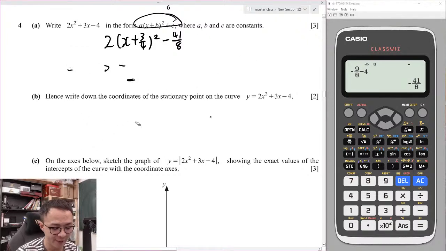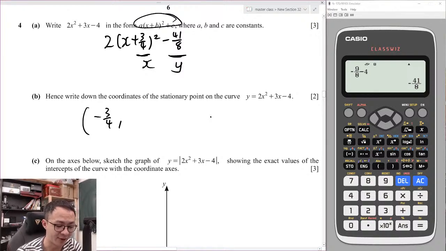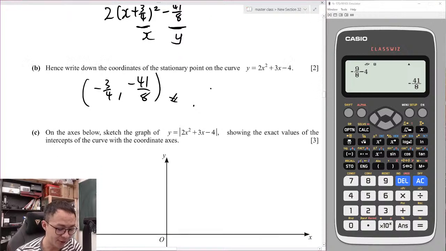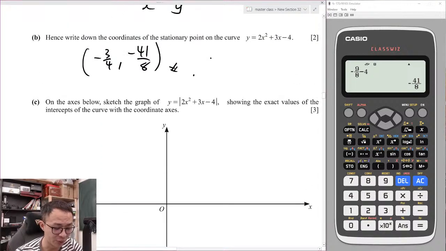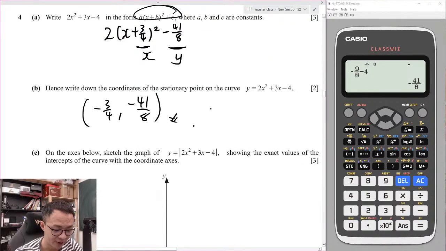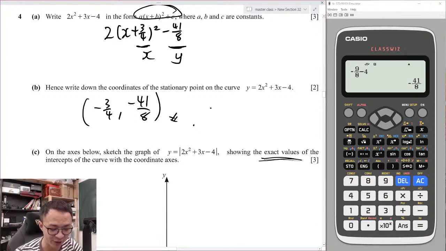Alright, then hence write down the coordinate of stationary point. So yeah, complete square you can easily get the stationary point, right? The x coordinate is from here but different sign. Y coordinate just copy from the back here. So it's negative 41 over 8. Done. Okay, so then you want to sketch the graph and then showing the exact value. Exact value again in IGCSE, you must be very careful about the word exact here, okay?